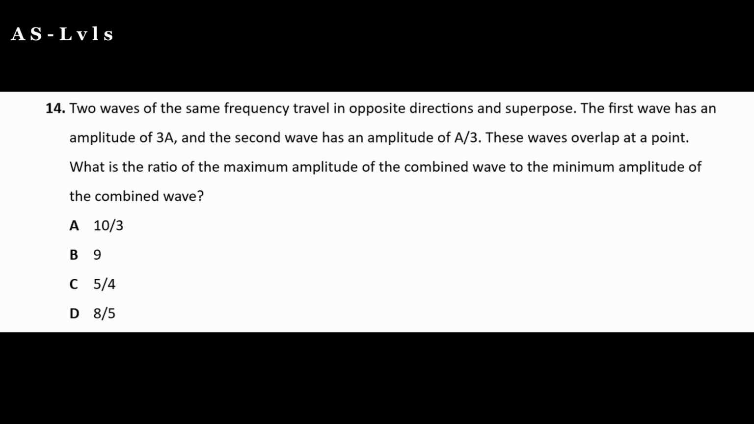Question 14. Two waves of the same frequency travel in opposite directions and superpose. The first wave has an amplitude of 3a, and the second wave has an amplitude of a divided by 3. These waves overlap at a point. What is the ratio of the maximum amplitude of the combined wave to the minimum amplitude of the combined wave?